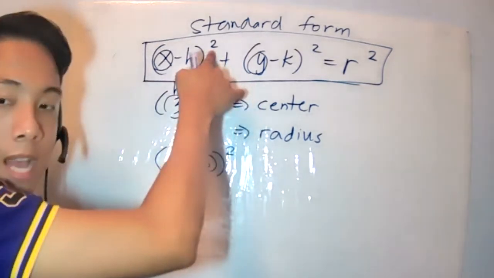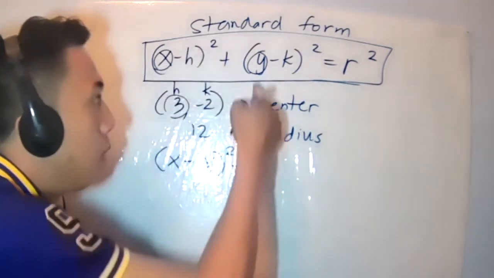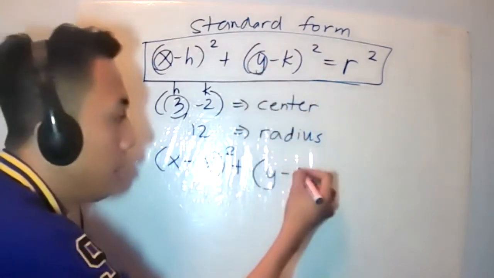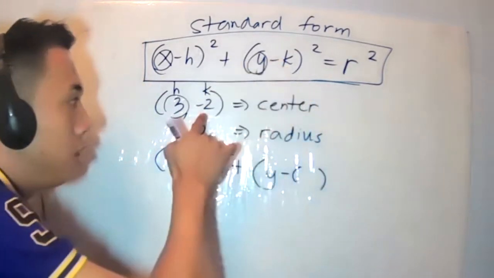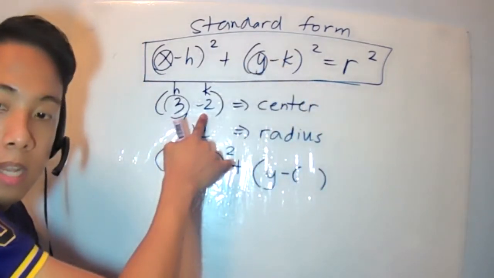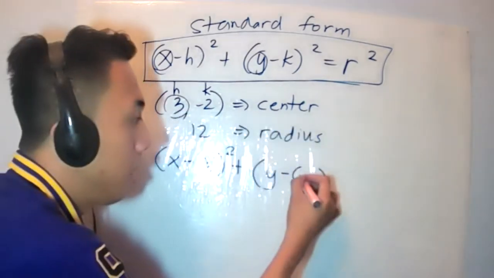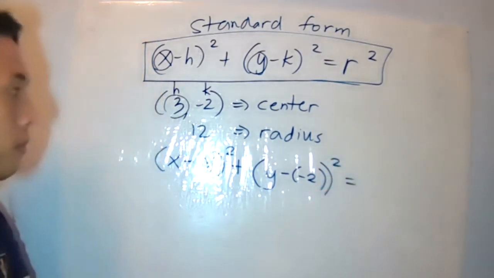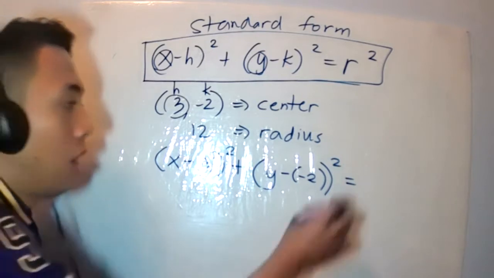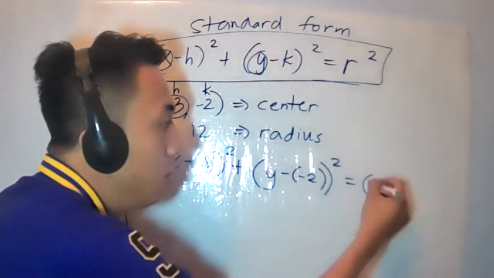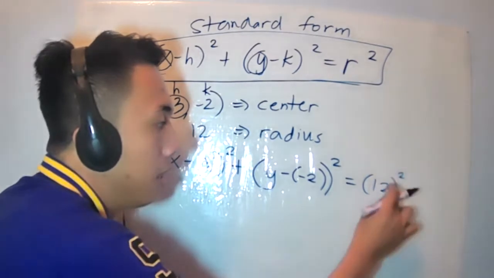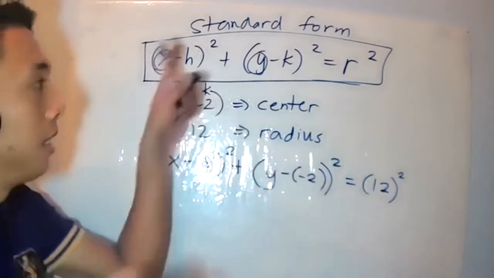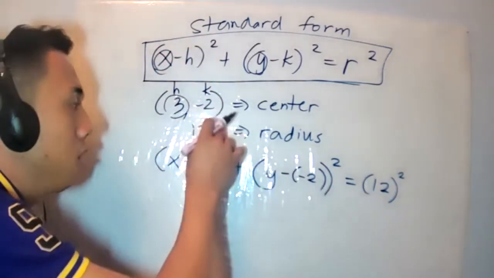Because we have a square above. Plus, I will just copy y minus, because we have a minus. I will change k into negative 2 because our given is negative 2. So we have negative 2 quantity squared equals. Our given radius is 12, so I will change r into 12 and then squared. So given this one, we can now find the standard equation if we have these two given.